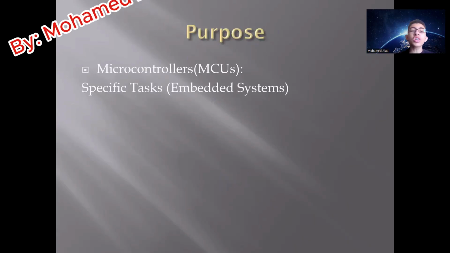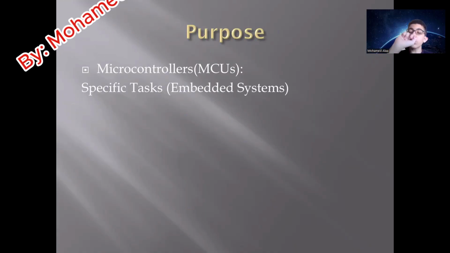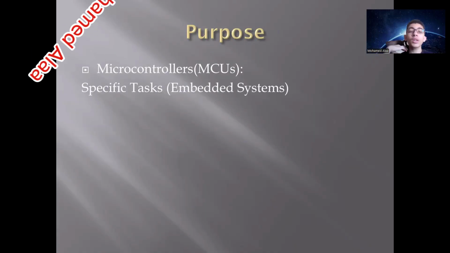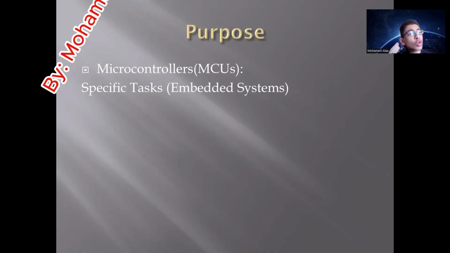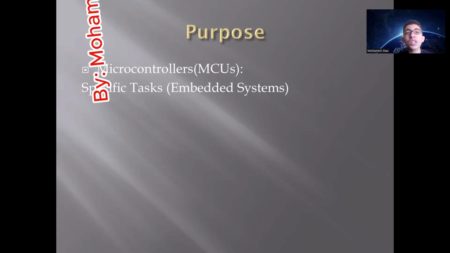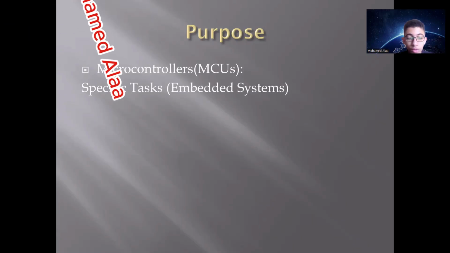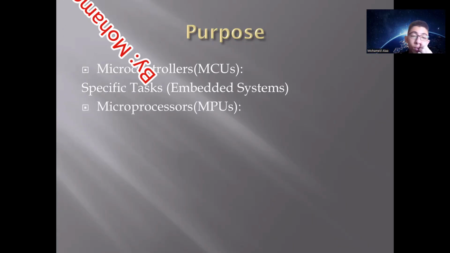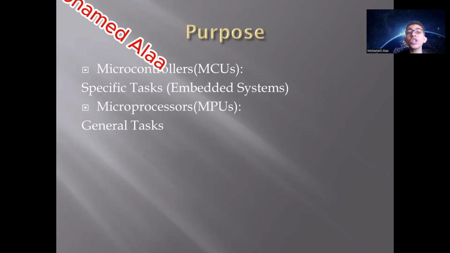Now for purpose. Microcontrollers are used only in specific tasks, or used in embedded systems. Like the Raspberry Pi Pico is used for just inputting a switch, or just outputting an LED. Like it's used for specific tasks. Like the task you're gonna make it. If you made an embedded system designed for a task, it's gonna do that task only. You know? Microprocessors: general tasks.